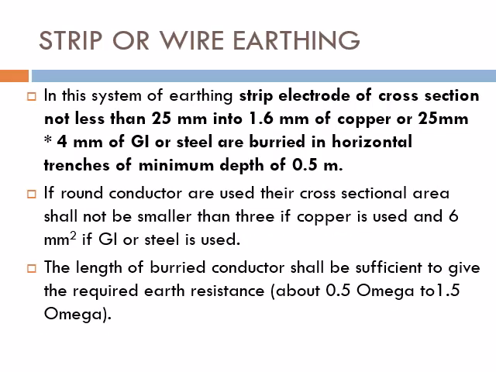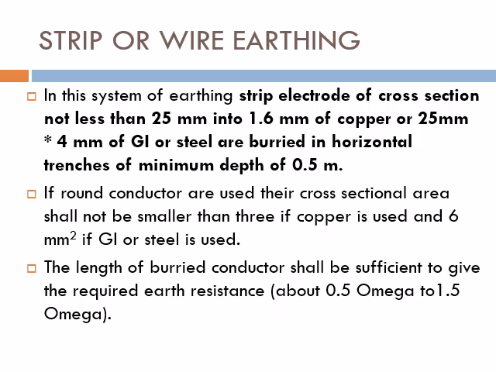Next is strip or wire earthing. In this, a strip electrode of cross section not less than 25 mm by 1.5 mm of copper, or 25 mm by 4 mm of galvanized iron or steel, is buried in horizontal trenches at a minimum depth of 0.5 meter. Other types of earthing are driven into the earth vertically, whereas in strip or wire earthing it is driven horizontally.